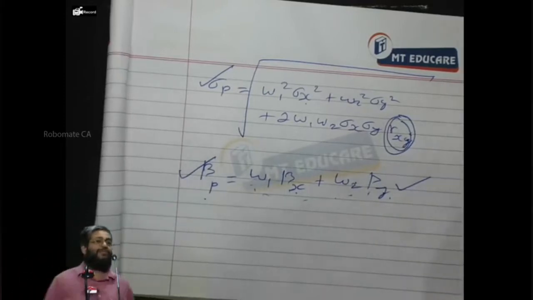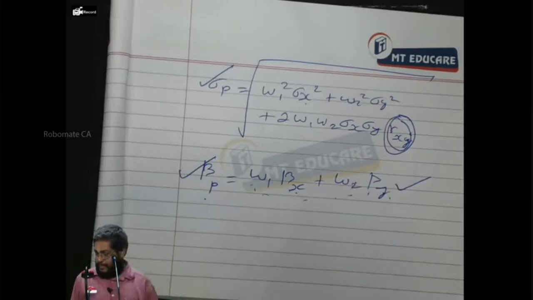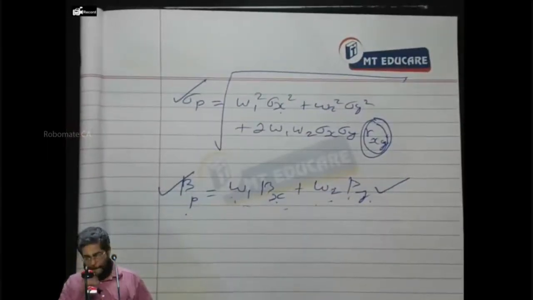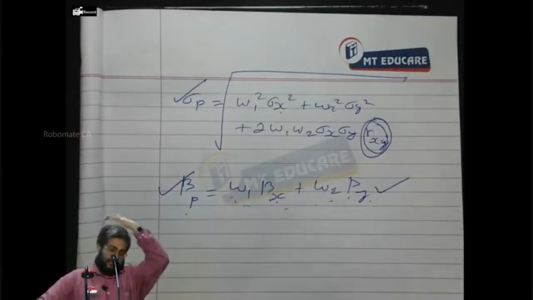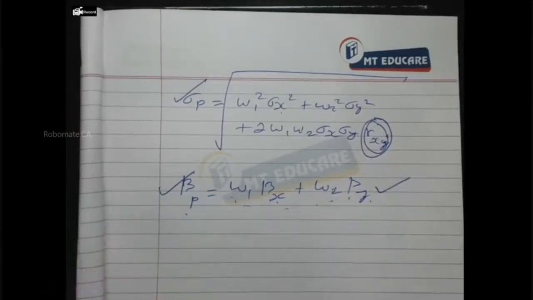Is that right or not? Now, write down. Give the heading: portfolio beta. Beta of a portfolio. Point number 1: how individual securities can have sigma and beta. Portfolio also can have sigma and beta.